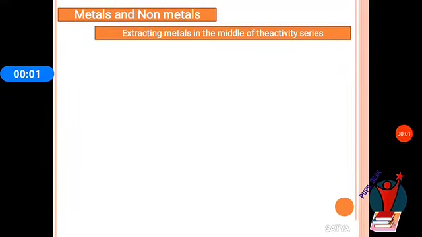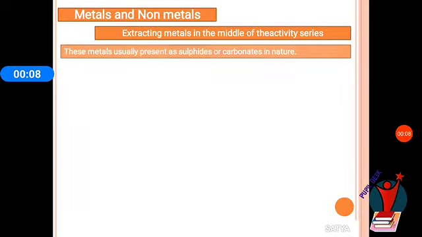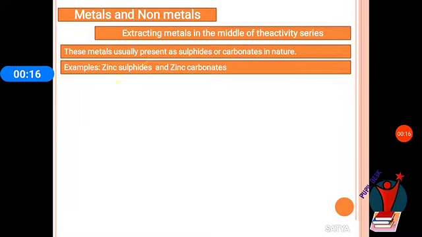In this session, I am going to explain extracting the metals in the middle of the activity series. These metals are usually present in sulfide or carbonate form. For example, zinc sulfide is the sulfide form of zinc. Zinc carbonate is the carbonate form of zinc. We have to obtain the zinc from these minerals.